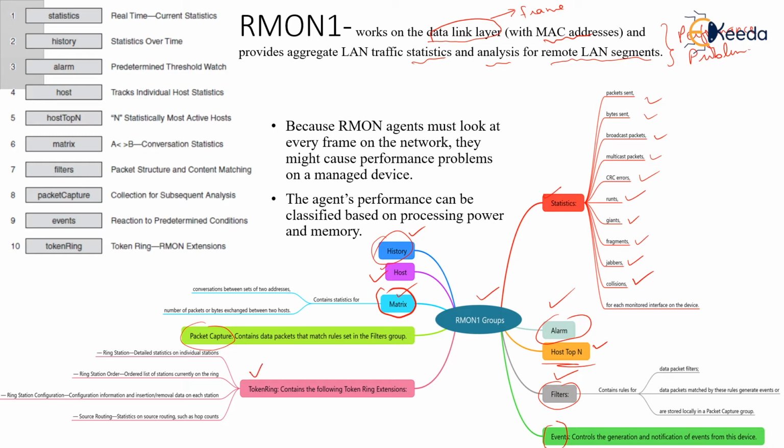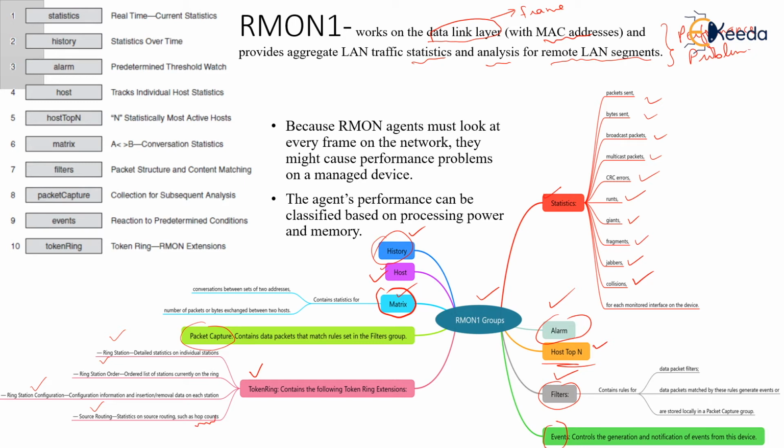Token ring contains the tokens like ring station. Ring station details statistics on individual stations. Ring station order list of stations currently on the ring. Ring station configuration information and insertion or removal data on each station, and source routing statistics on source routing, such as hop count, the number of hops.